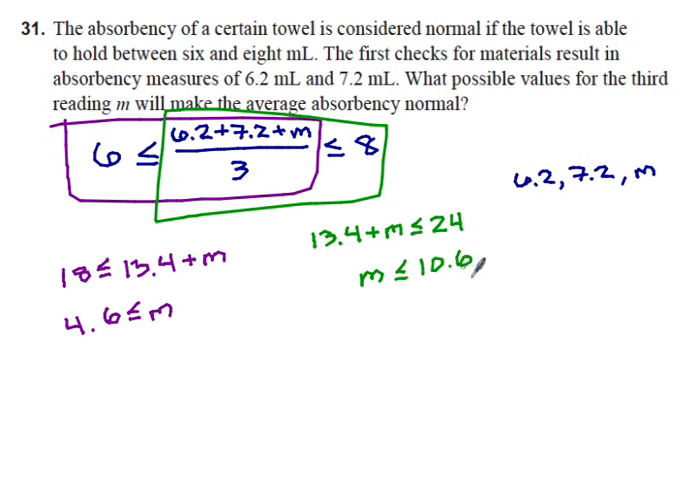Okay. So essentially, when I bring this all back together, what we're saying is in order for this towel to be considered normal in this average of 3 tests, I need to have an absorbency less than 10.6, but greater than 4.6 on that third and final test. Okay, so this is like quality control stuff that you do in companies to see that it fits inside of your acceptables.